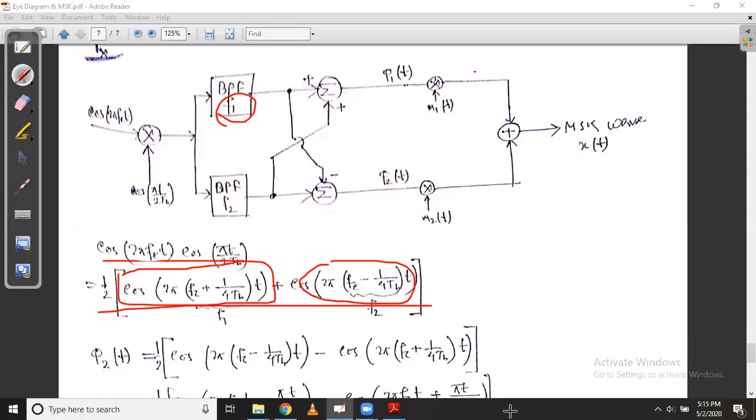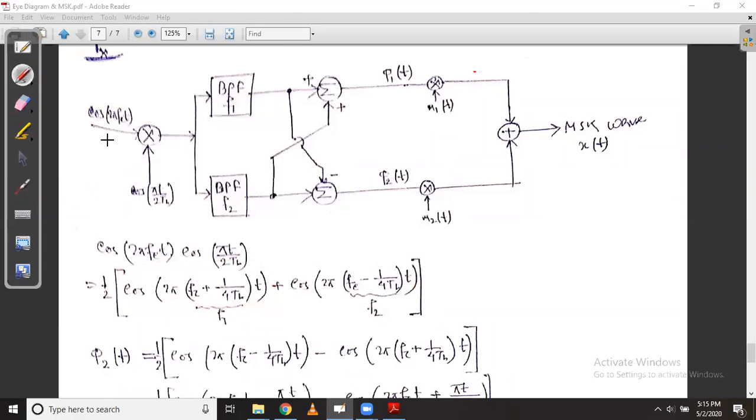See how the whole expression will come at the output. Interesting. Product of this, apply the trigonometric identity. We are getting this one. This whole thing is coming at this place as well as at this place. This band pass filter will allow only this part to pass at the output here, and this part at the output here.